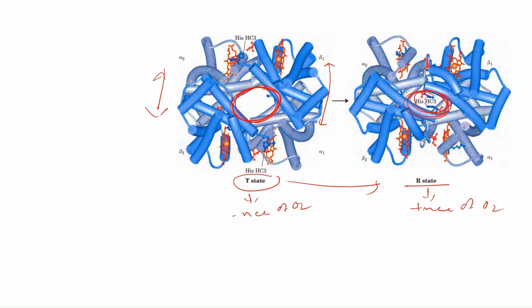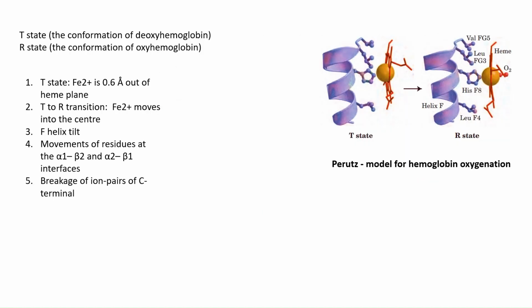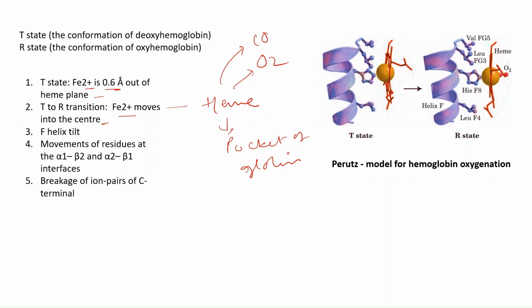Now, when this conversion is happening, if we look a little deeper, we can find that in the T state, the Fe2+ is 0.6 angstrom out of the heme plane. When the transition is happening, this Fe2+ will move into the center. Where this Fe2+ is present, it is associated with heme, and the heme is present inside the pocket of globin. This we already studied. Now, when it is present inside the pocket of the globin, only oxygen can bind, because other molecules like CO2, H2S, etc., cannot bind due to steric hindrance.